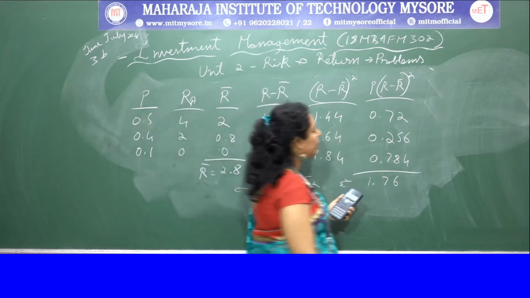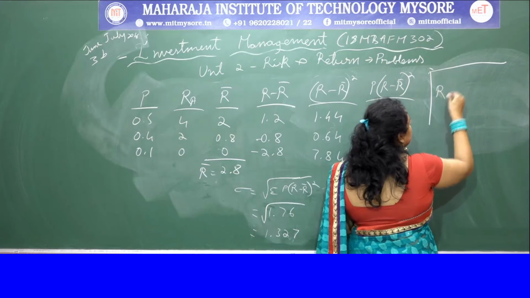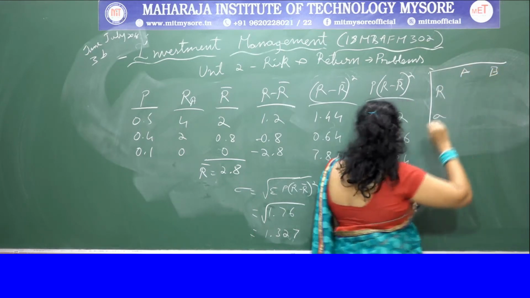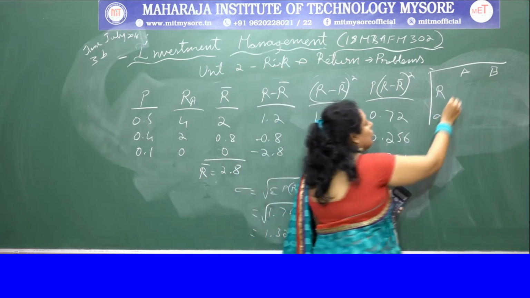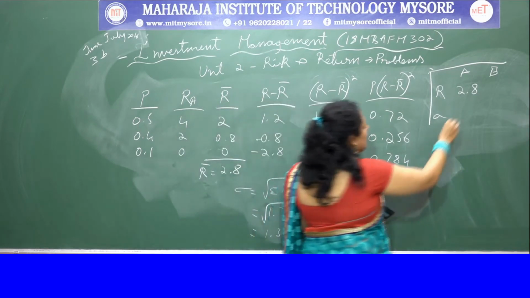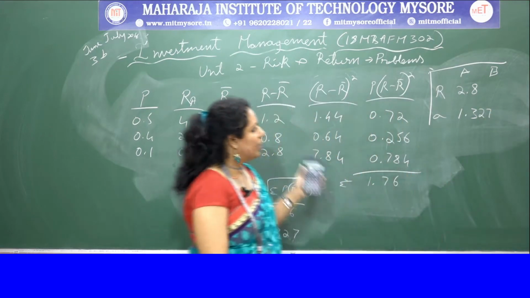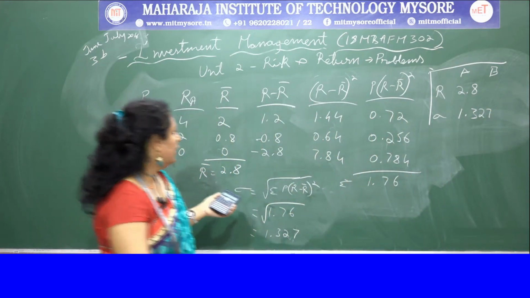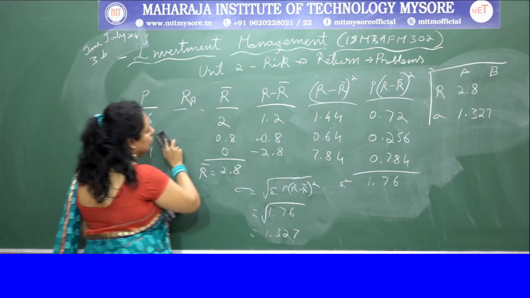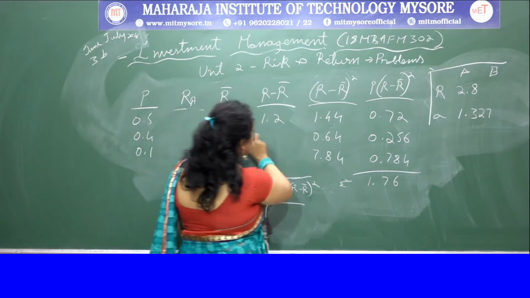Okay, so we'll prepare a table here to write. So, return and standard deviation. This is of A security and this is of B security. Return of A is 2.8 and standard deviation it is 1.327. Okay, so this is the answer for the first one. In the same way, we have to do it for B security also.